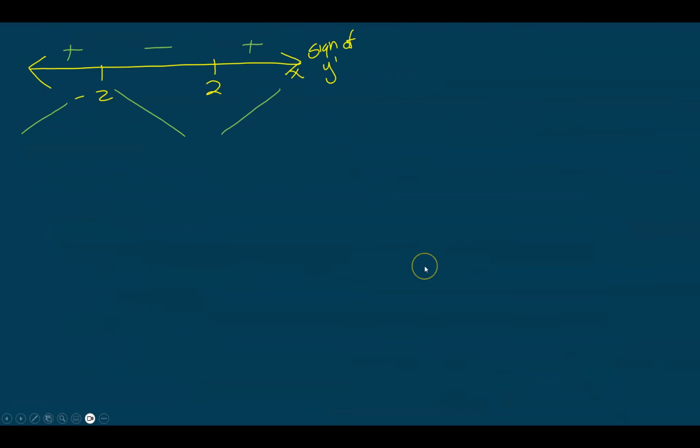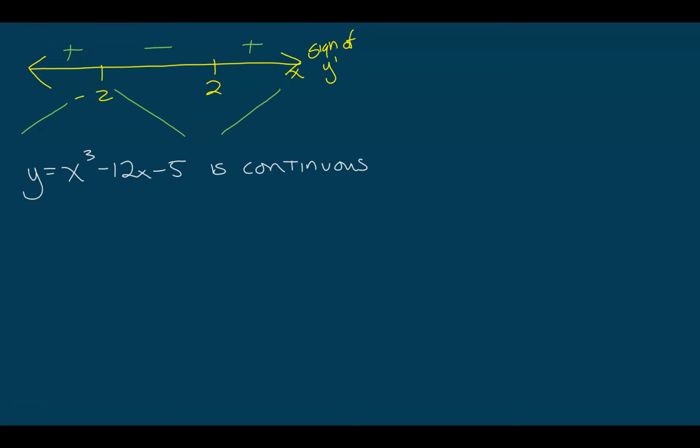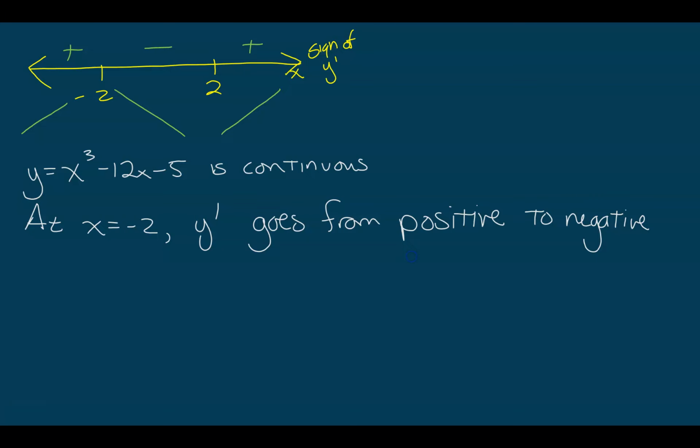Okay, so here's a 2-color sign chart. So exciting. All right, so now our job is to explain what we see in the sign chart. We already said that x cubed minus 12x minus 5 is continuous, but we don't want to forget that, so I always write it twice. And then what do we see? Well, remember, we're not looking for increasing and decreasing. Even though we have that information, we're looking for maximums and minimums. So what do we see?